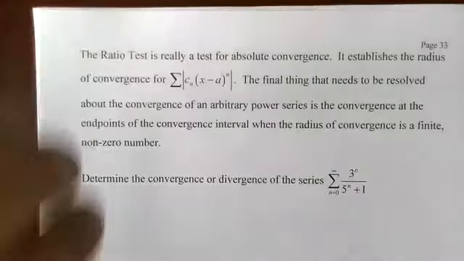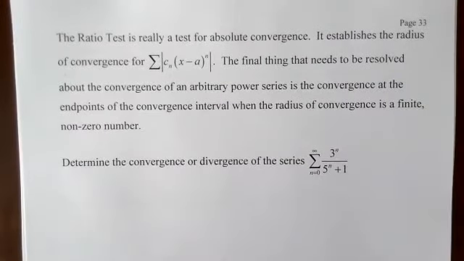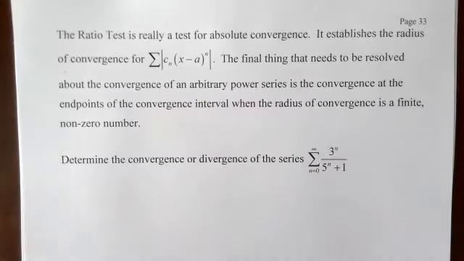So this is back to that negative thing. The ratio test is really a test for absolute convergence, right? It works to establish a radius of convergence, as we just showed in a couple examples. We'll do a bunch more. Could be centered at a, could be centered at 0. The final thing that we need to resolve is the convergence at the endpoints. The radius is a finite non-zero number. So that's very, very tricky. It's more of a next lesson unit, but yeah, we'll get to that.